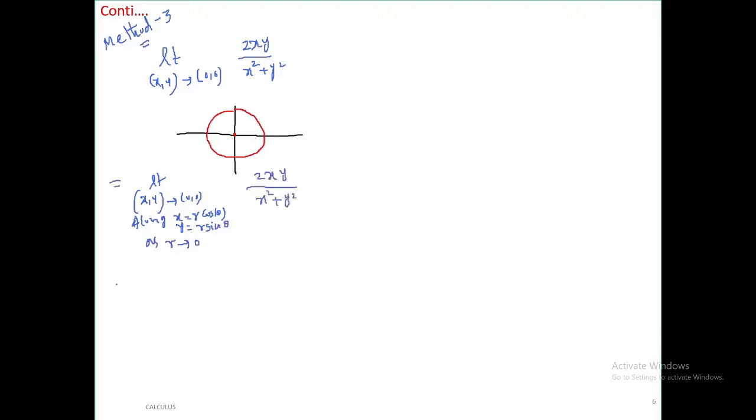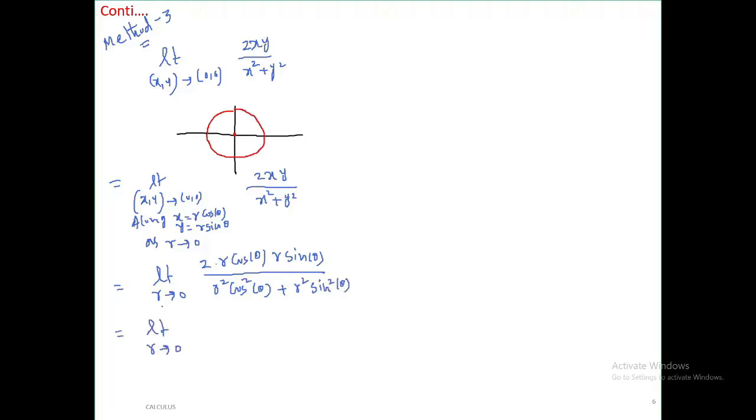So instead of writing limit (x, y) reaching to 0, now I am writing r tends to 0 in the next step. So x is equal to r cos theta. So 2 into r cos theta, and y is equal to r sin theta, divided by x square plus y square. What is x square? r square cos square theta, plus r square sin square theta. So if you simplify this, limit r tends to 0.